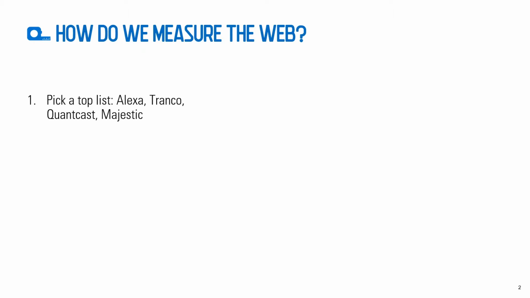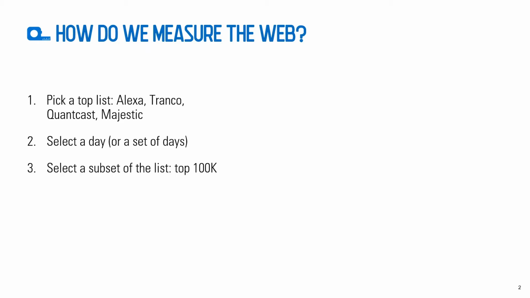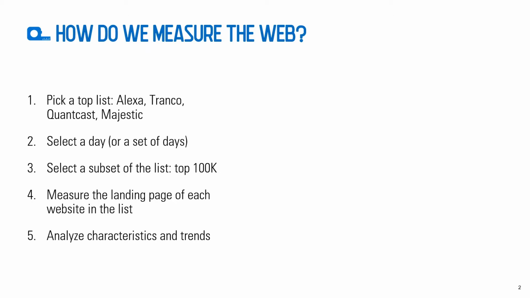Well, the first step, at least in case of active measurement, is to pick one of the top lists such as Alexa Top 1 Million, Tranco, Quantcast, or Majestic. The second step then is to pick a day or a range of days over which the list is downloaded. The third step is to make a subset out of the list. Maybe you don't want to measure all 1 million pages, maybe you want to measure just the top 100,000 or a random sample. The fourth step then is to measure the landing page of each website. And then you go on to analyze the characteristics and trends, whatever you're interested in.